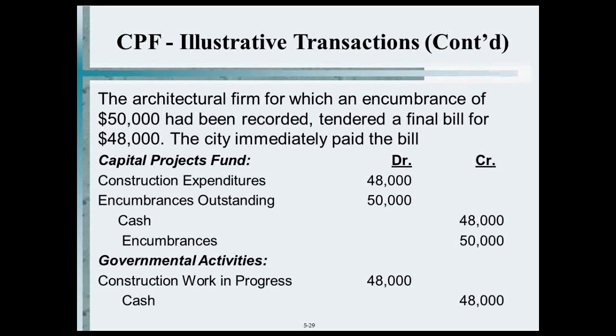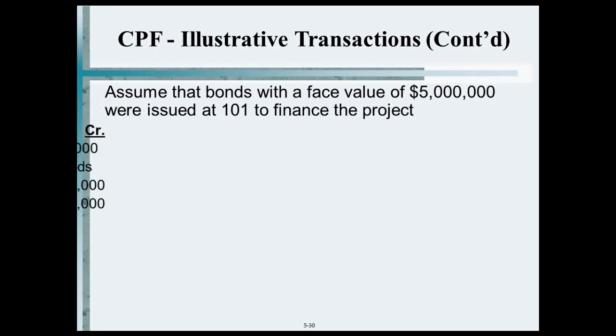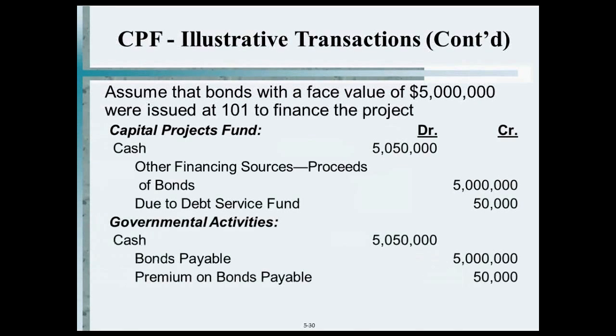Notice what happens. New account pops up, which is what? Construction work in progress. This is what I was telling you about premium. Don't try to make this more complicated than it is. Basically what it says is, if you sell bonds at a premium, any premium you get doesn't belong to the capital project fund. It should go towards repaying the bond.